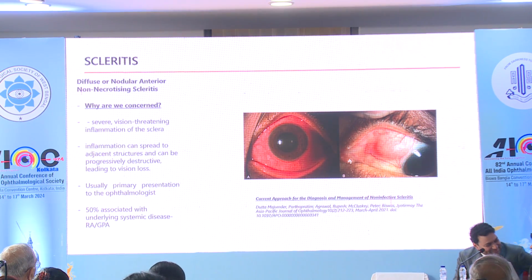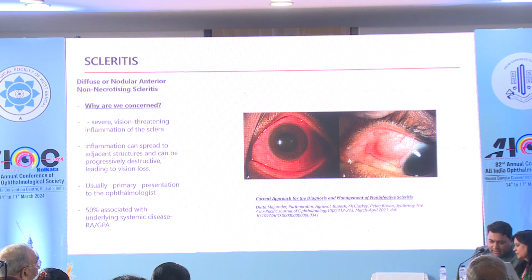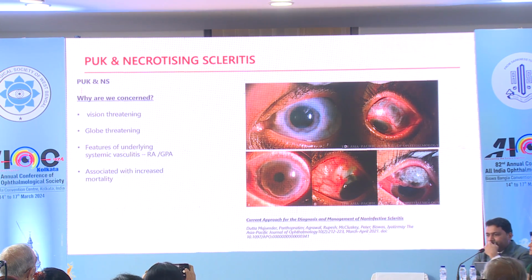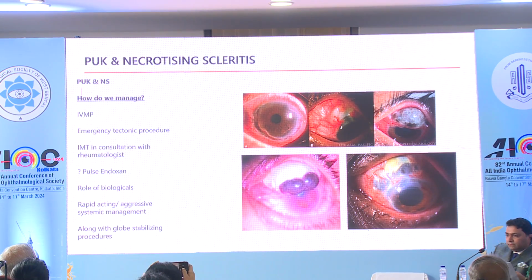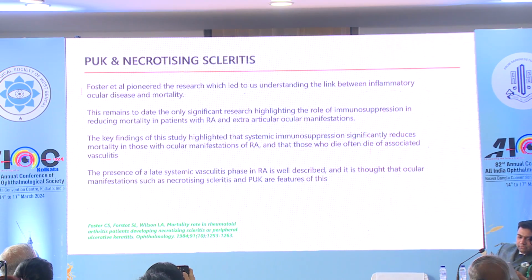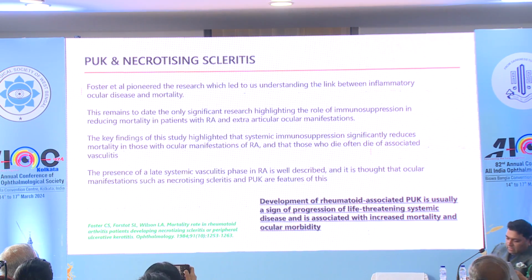In terms of other inflammations, scleritis, almost about 50% of patients with scleritis will have underlying RA or a GPA. So necrotizing scleritis is an ophthalmic emergency, not just from the eye point of view, from a systemic point of view. And these are just photos of patients with RA having peripheral scleral melts. This was actually postulated by Foster long back, that development of rheumatoid associated PUK is usually a sign of progression of life-threatening systemic disease and is associated with increased mortality and ocular morbidity.